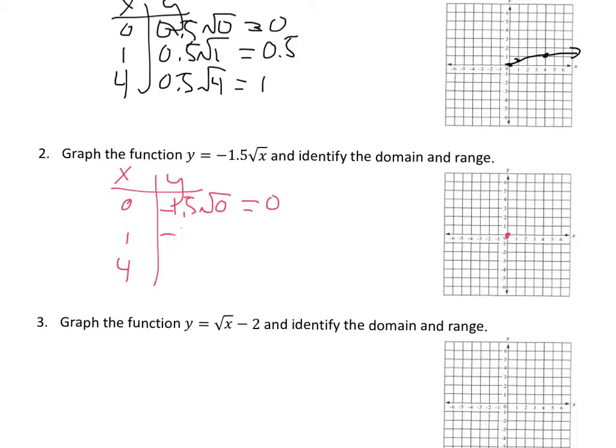The second one, we've got negative 1.5 times the square root of 1. Square root of 1 we know is 1. 1 times negative 1.5 is negative 1.5. It's going to be there. And the last one, we have square root of 4 is 2. 2 times negative 1.5 is negative 3. So 4 is going to be done at negative 3. So you can just connect those, draw your arrow, and that's what that graph looks like.